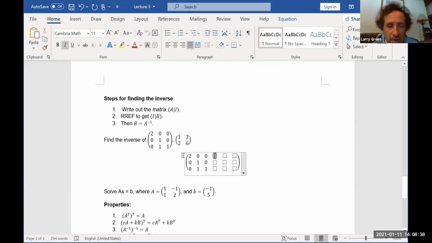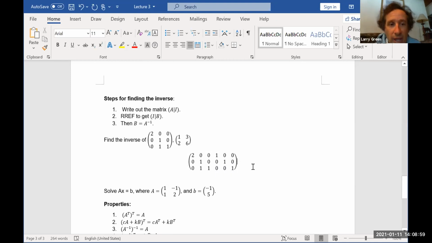And what I'm going to put in here is the identity. 1, 0, 0, 0, 1, 0, 0, 0, 1. Any questions? That was step 1. Any questions with step 1?